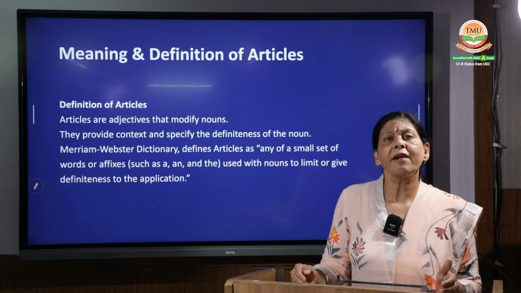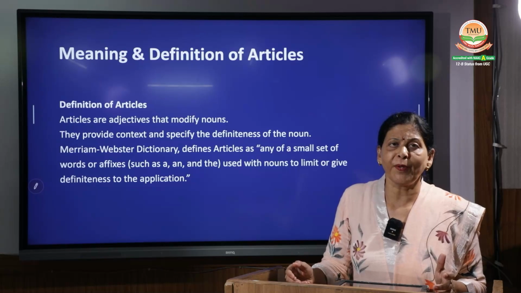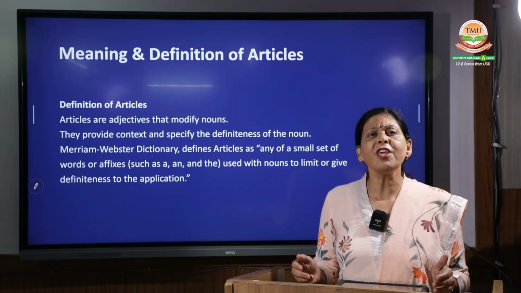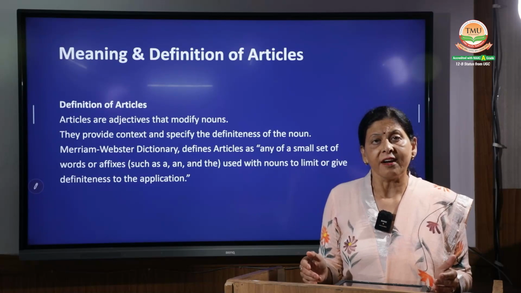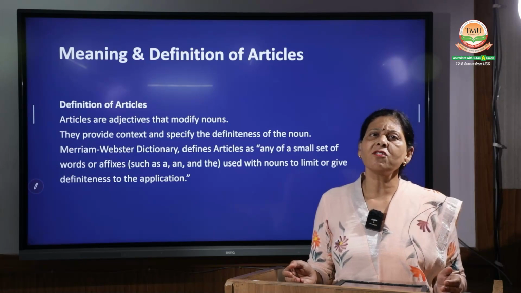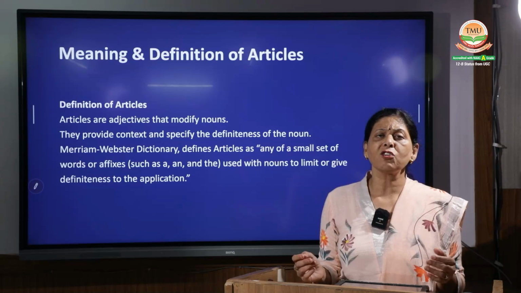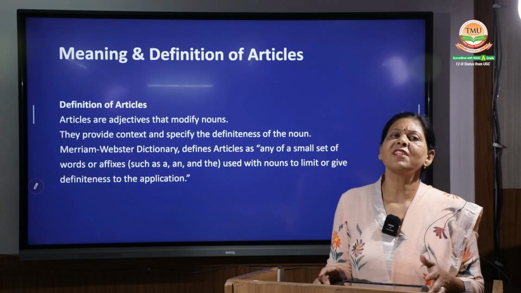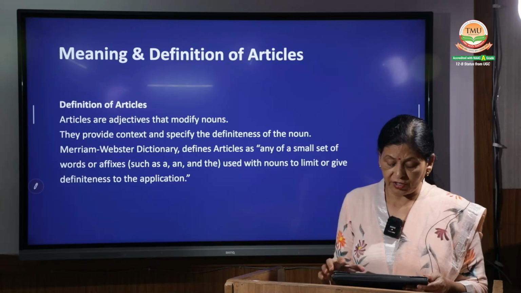Means I saw a red car in the street. The car was full of people. So when we say the car was full of people, we are pointing towards that red car which we have already discussed. So, I saw a car in the street. That means it could be any car. There are so many cars there in the street. But the car is pointing towards that particular car, that red car which I have mentioned.